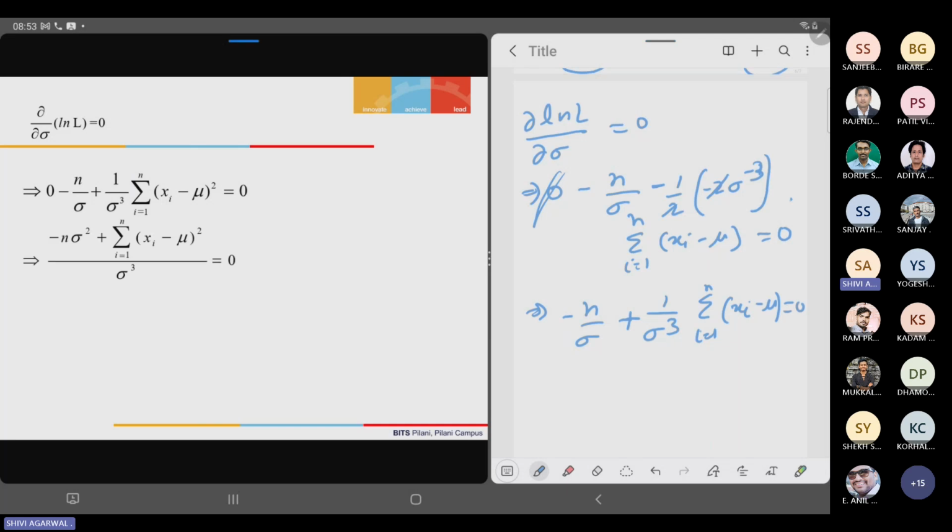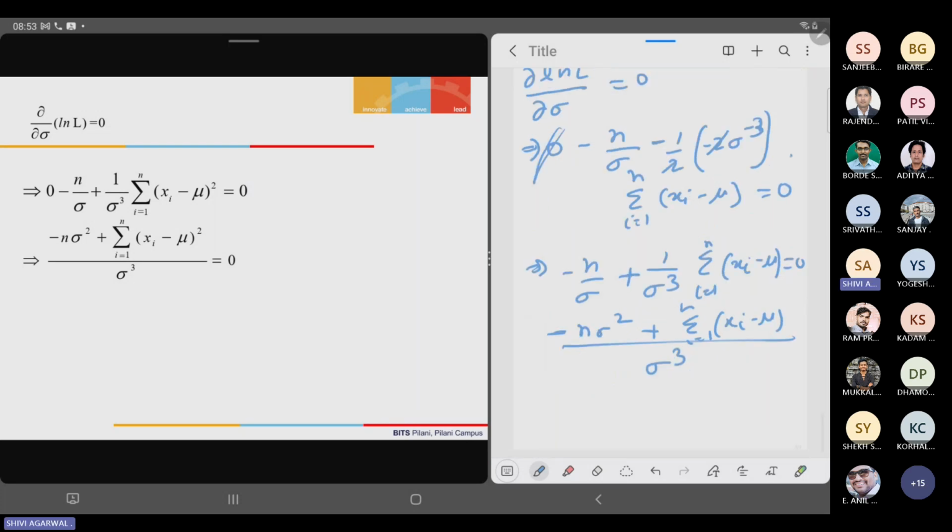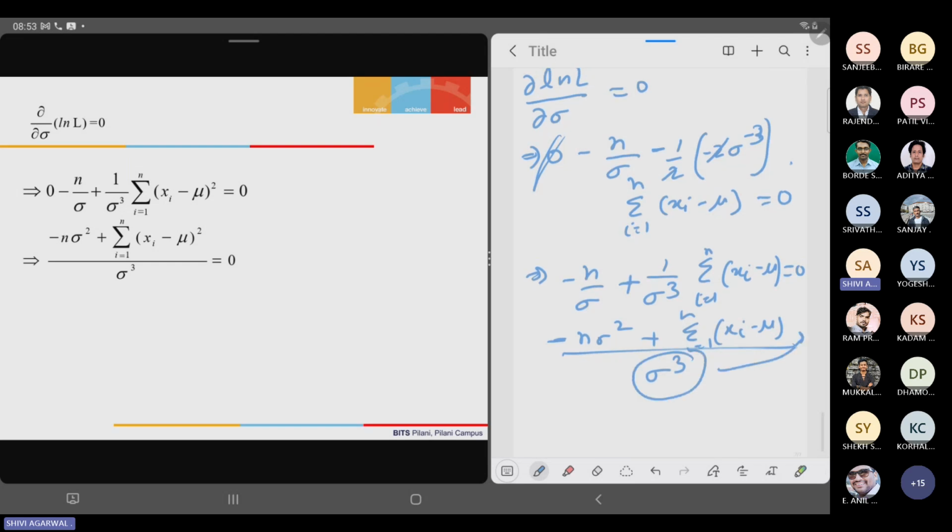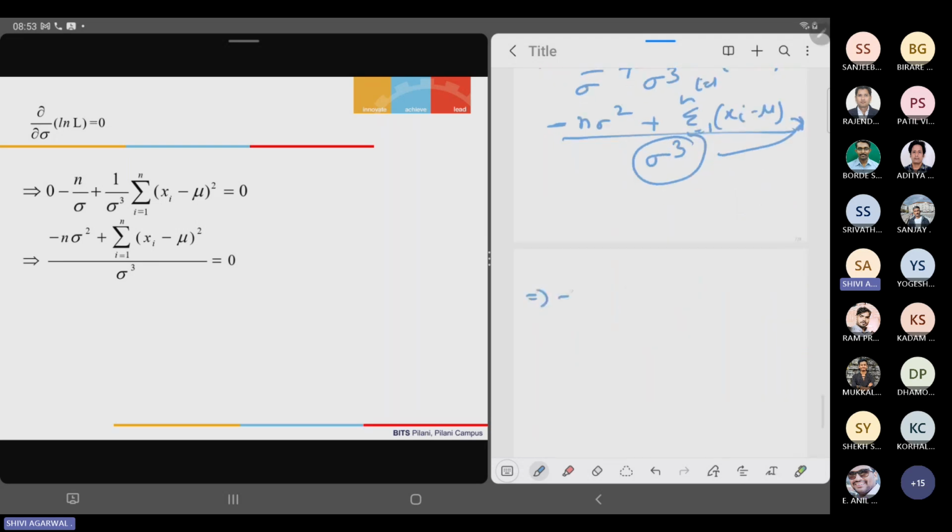Okay, now we simplify it. We can just take the sigma cube common here, and it will become minus n sigma square plus summation i is equal to 1 to n of xi minus mu, just to avoid the denominator, and we can just take this sigma cube multiplied by the 0. Why? Because it is not equal to 0. Okay, so finally we are getting minus n sigma square plus summation i is equal to 1 to n, and we can also open the summation, xi minus n mu is equal to 0 here.